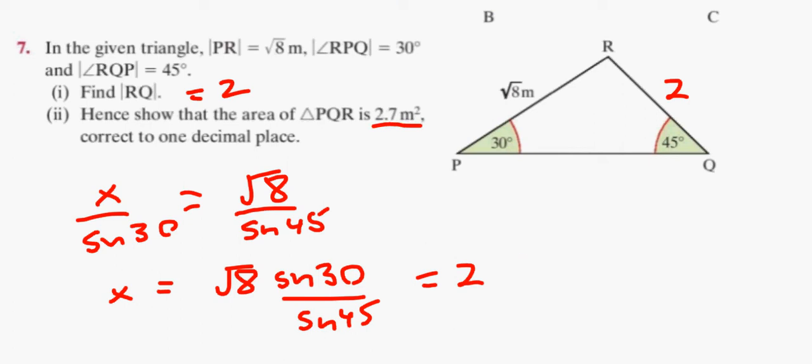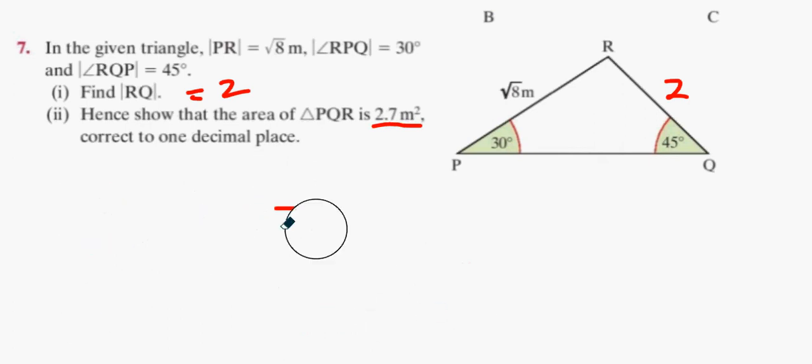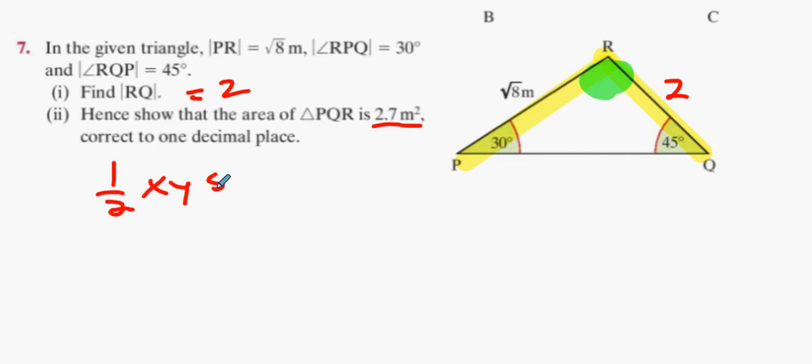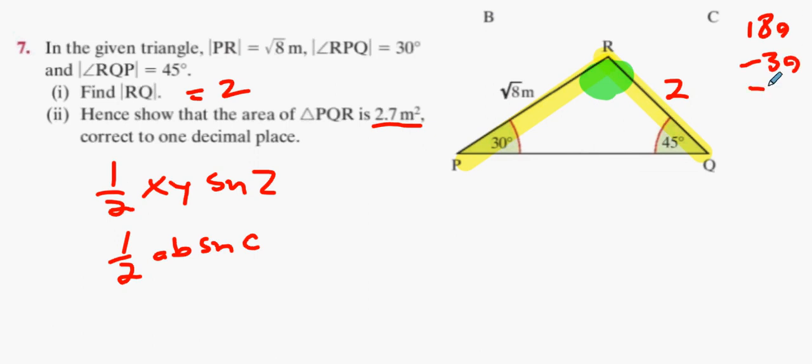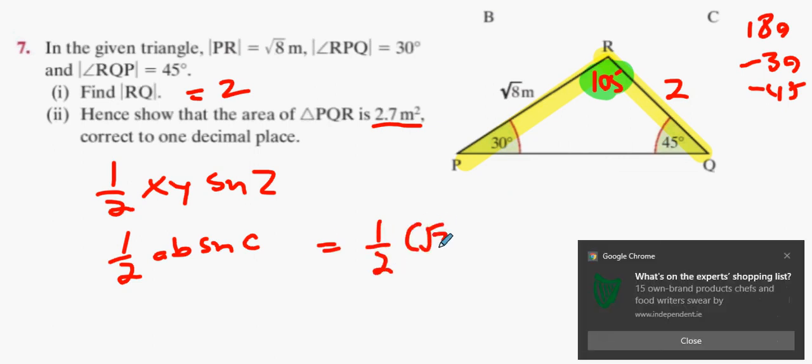Well, we can figure out what the third angle is, because we know this side here and this side here. So we'd like to know the angle in between, so we can use a half xy sine z, or a half ab sine c, whichever way you want to call it is up to you. Now 180 take away 30 take away 45 leaves 105, so it's going to be equal to a half root 8.